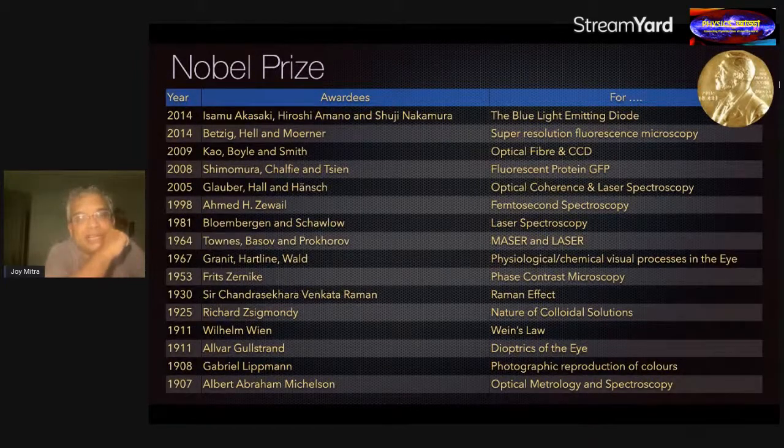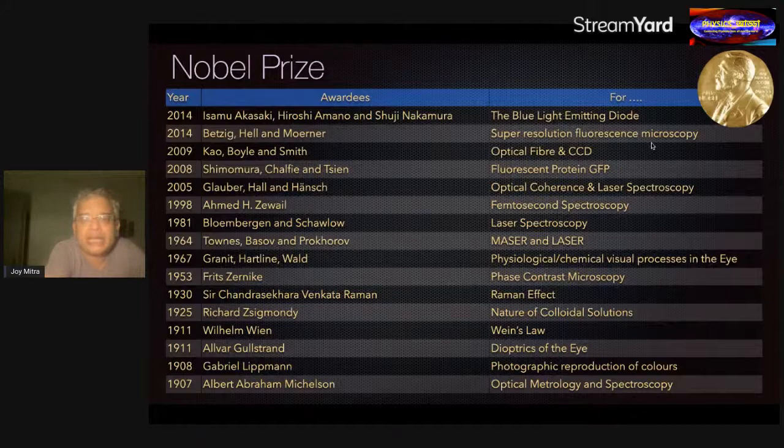Okay, just for the sake of completeness, if you look at the Nobel Prizes which have been awarded starting from 1907 to 2014, I have listed all the Nobel Prizes which have gone into areas very closely related to light, microscopy, spectroscopy. You can see it began in 1907 with the Nobel Prize on Optical Metrology and Spectroscopy at the bottom of the page, which was given to Michelson. And then Raman got the Nobel Prize in 1930 for the Raman effect. And then in 2014, Akasaki, Amano, and Nakamura were awarded the Nobel Prize for the discovery of the blue light emitting diode, which again led to the realization of white LEDs.